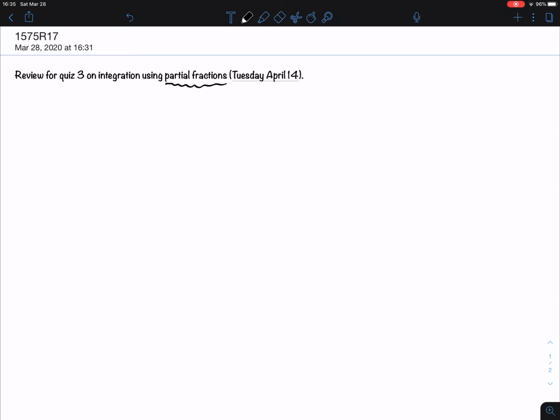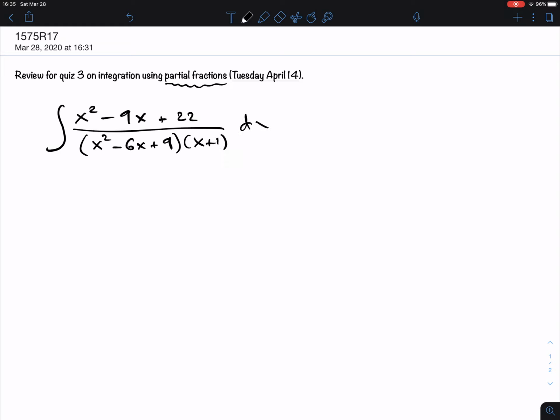So here's the first example. The question is: calculate the integral of the following rational function. Okay. And so remember, step one was always checking whether the degrees are right. So let me just write it up here.